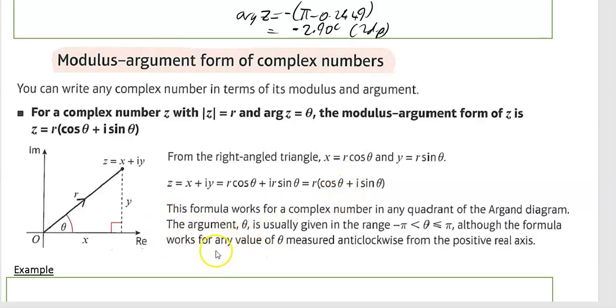Okay, anything else important here? It says this argument theta is usually given in a range minus pi less than theta less than or equal to pi, although the formula works for any value of theta measured anti-clockwise from the positive real axis.